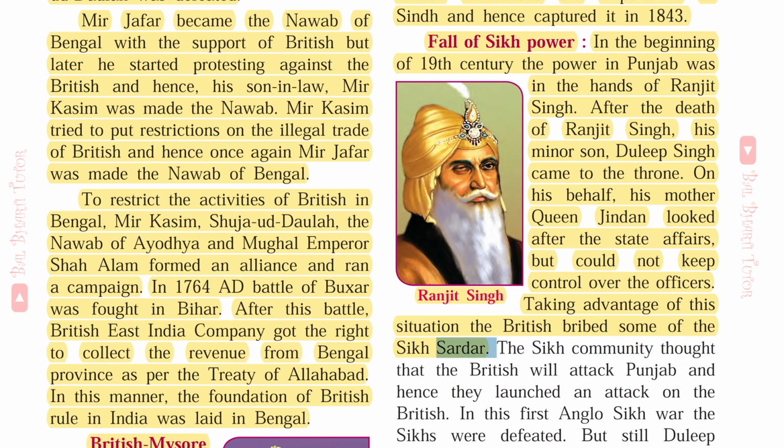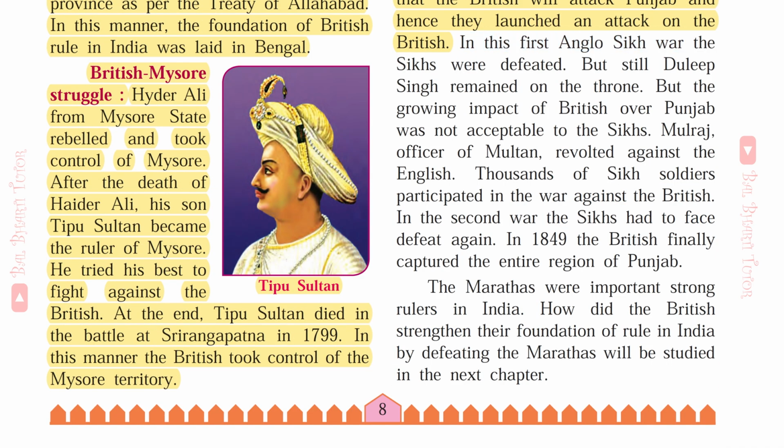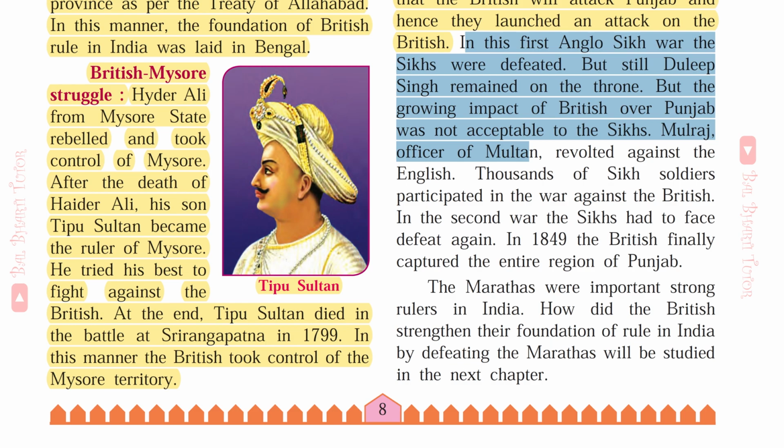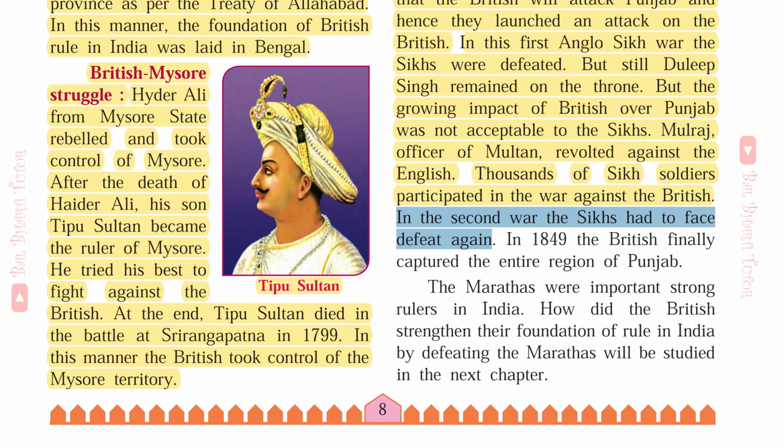The Sikh community thought that the British would attack Punjab, and hence they launched an attack on the British. In this first Anglo-Sikh war, the Sikhs were defeated, but still Duleep Singh remained on the throne. But the growing impact of the British over Punjab was not acceptable to the Sikhs. Mulraj, officer of Multan, revolted against the English. Thousands of Sikh soldiers participated in the war against the British. In the second war, the Sikhs had to face defeat again. In 1849, the British finally captured the entire region of Punjab.